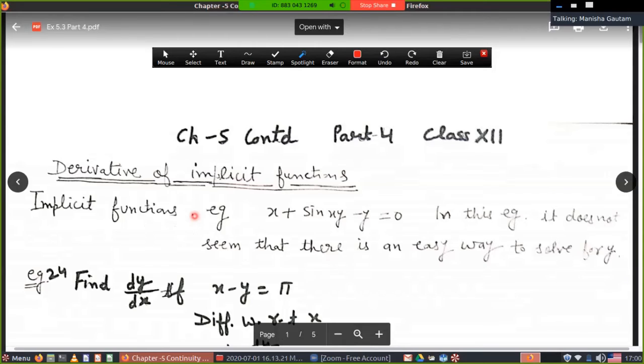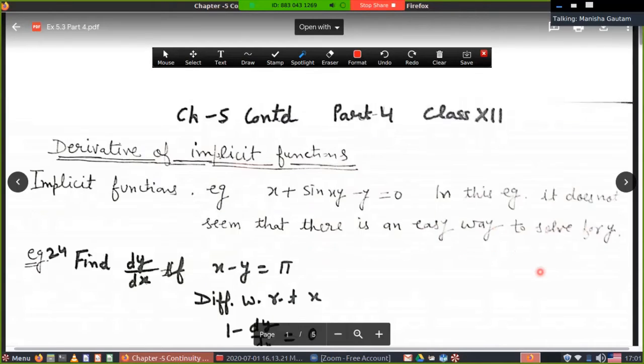When a function is given to you and it is easy to find y equal to f(x), then the function is known as an explicit function. If it is difficult to find y equal to f(x) from the given function, that function is known as an implicit function. As in the example, x equals sine xy minus y equal to 0. In this example, it does not seem that there is an easy way to solve for y. It means y equal to f(x).